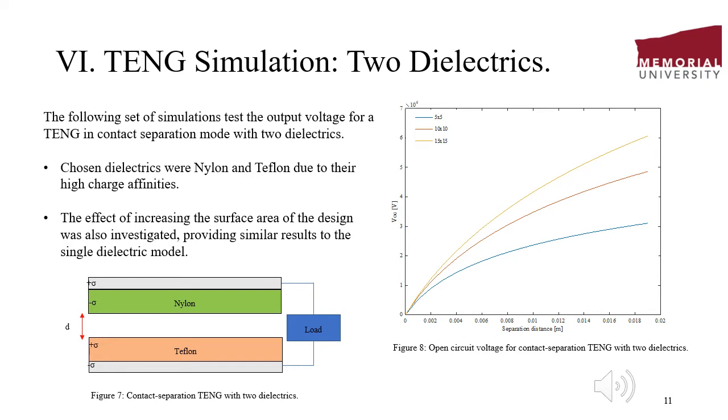contact electrification. Lastly, the effect of the surface area was also investigated, and as can be observed in Figure 8, increasing the surface area also increased the output voltage, in a similar manner to the single dielectric simulation. This is in agreement with the theory, as a larger surface area means that more charge is accumulated at the surface. And now my teammate Kaliana will proceed to explain manufacturing methods for triboelectric generators, as well as the development of our prototype and its testing.